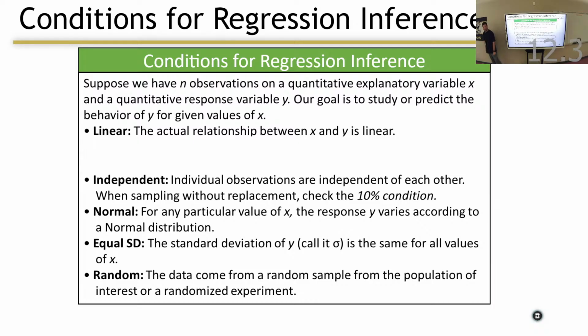Different than all the others, sort of. We still got random, we still got 10%, and the reason why I put them in this order is because that's an L, and this is an I, and this is an N, and this is an E, and this is an R. Linear. It needs to look linear. We need independent, which is the 10% rule. We need normality for the residuals. We need equal variability for the residuals, and we need a random selection.